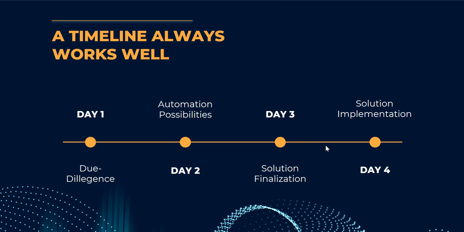So how do we generally work on automation? A few details have been provided. On the first day, we do due diligence to understand the pain points of the client in their network or in a data center, whether a telecom operator, ISP, or enterprise client. Then on the second day, we find out the automation possibilities. On day 3, we do solution finalization, and on day 4 we start the implementation of the platform, the automation scripts and playbook writing, along with the deployment of the platform.